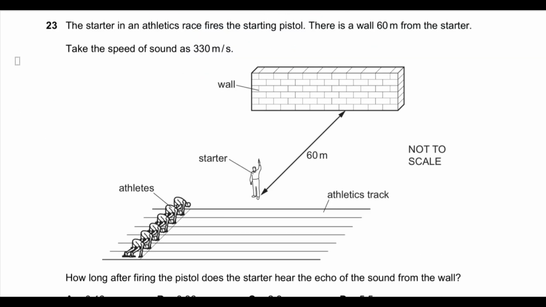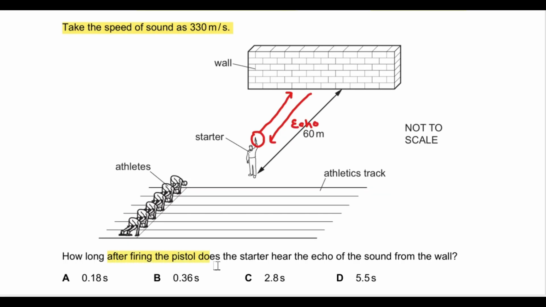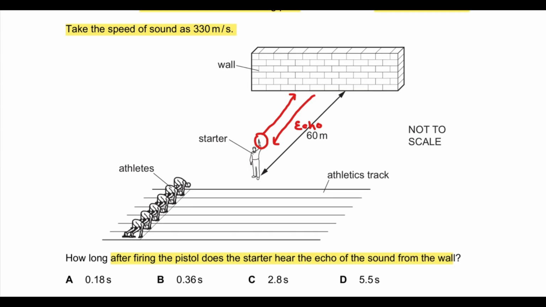Question number 23 says the starter in an athletics race fires the starting pistol. There is a wall 60 meters from the starter. Take the speed of sound as 330 meters per second. This person is going to shoot a gun and the sound waves will travel to the wall and then come back to that person, and this person will hear the echo of that sound. How long after firing the pistol does the person hear an echo?